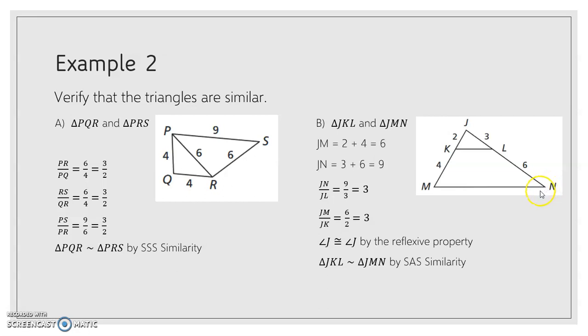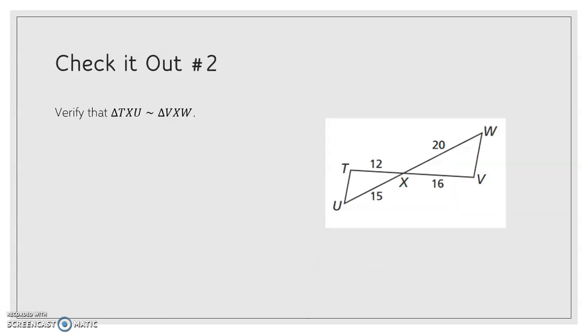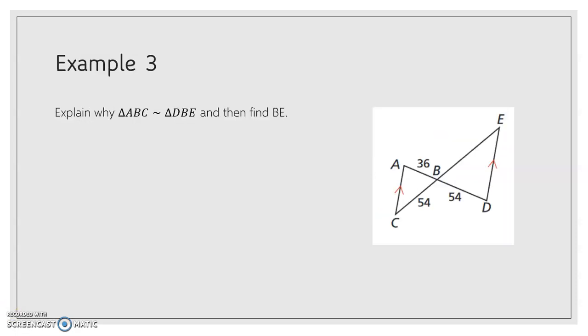Okay, so it's time for you to try it again. In check it out number 2, you need to verify that triangle TXU is similar to triangle VXW. So pause this video and do that on your Google Doc, and then come back for example 3. Okay, so in example 3, they want us to explain why triangle ABC is similar to triangle DBE, and then find the length of BE.